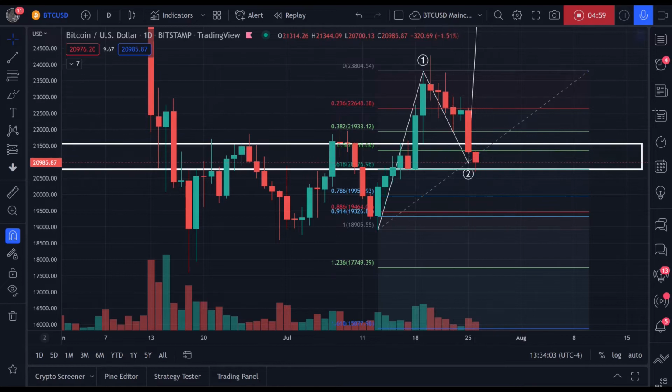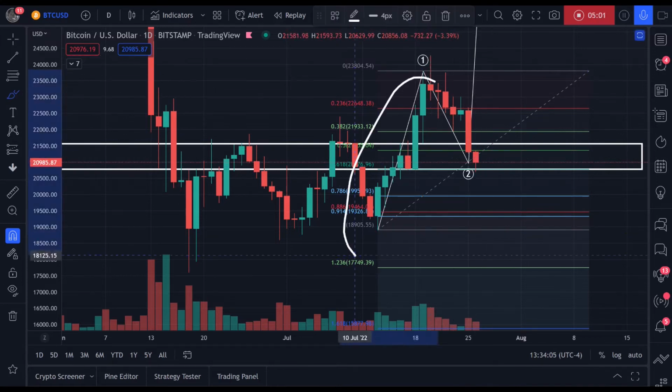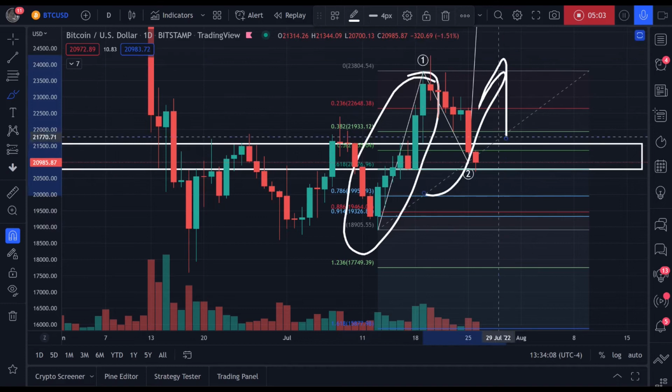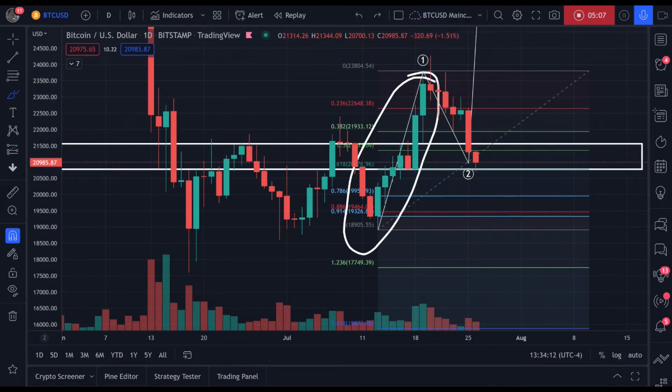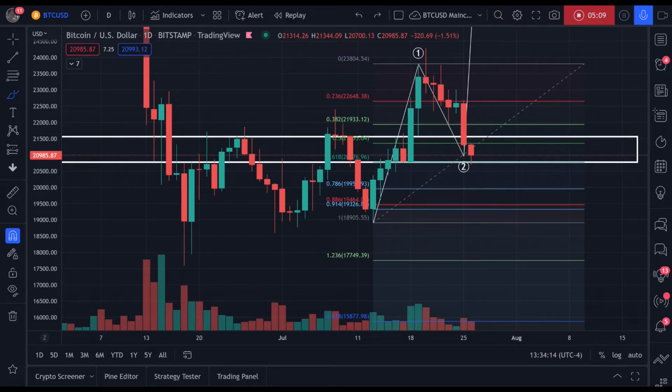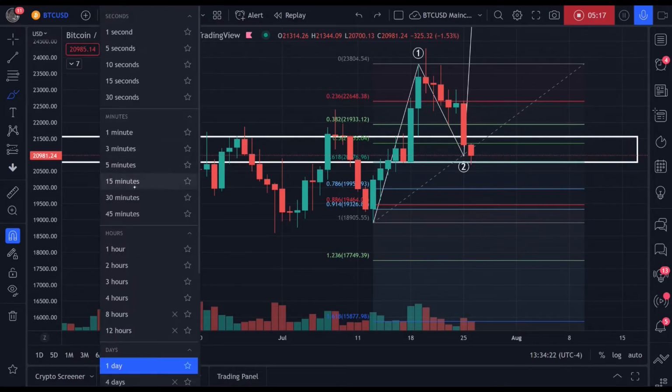We're holding the golden mean of this move, which means that this move, if we hold this level, can indeed continue. Now this is the part where I tell you why I think it's likely that we do continue to the upside. Let's jump down into a smaller time frame.